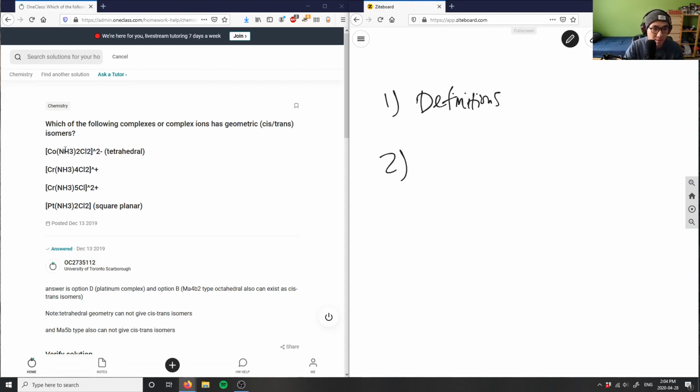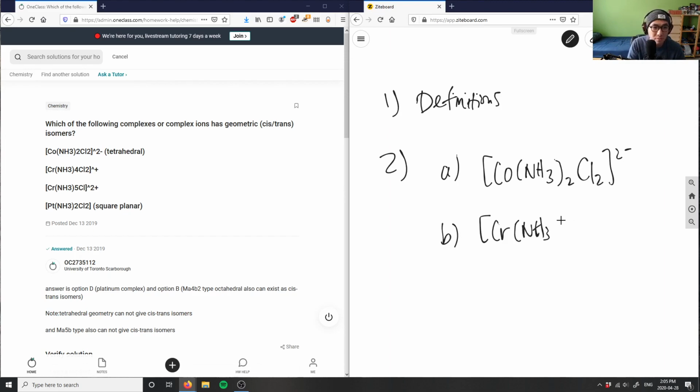So we're looking at this one here. Option A is this complex: cobalt, NH3 2, Cl2, with a 2 minus charge. B has a Cr group, NH3 4, and Cl2, with a plus charge. C is another chromium group, NH3 5, and Cl2 plus.